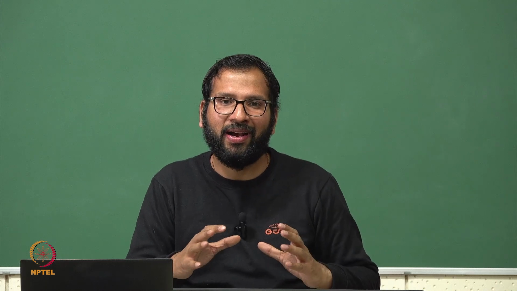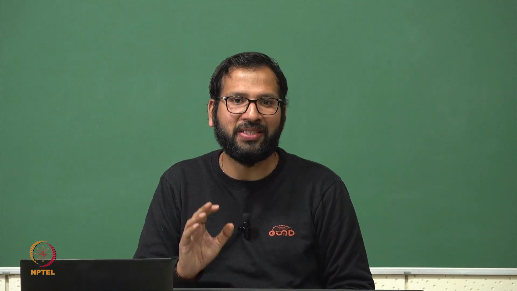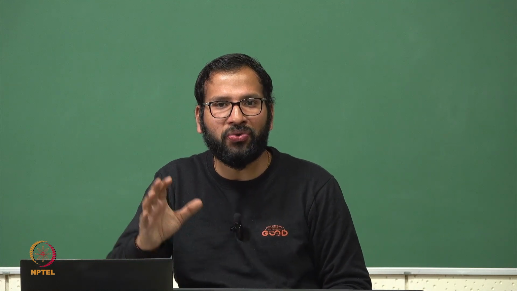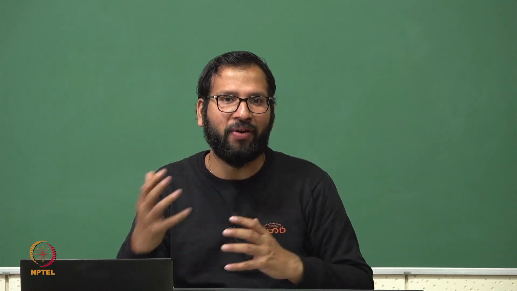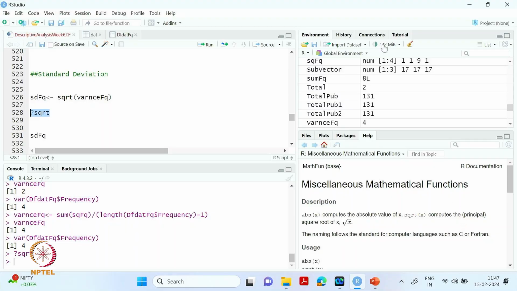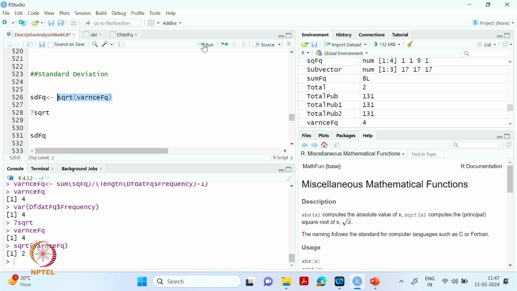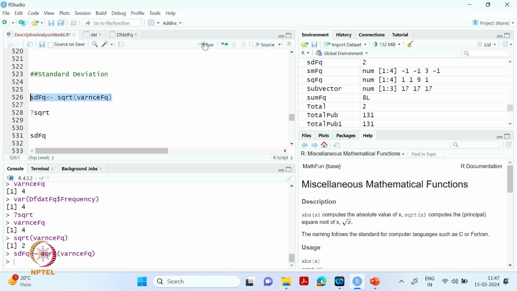As a beginner, I highly recommend that whenever you are calling any function, you use the question mark symbol. This will take you to the help and give you examples of how exactly to call that function. We have already calculated this variance FQ. It was 4, and now if I calculate the square root, it's 2, and the standard deviation will be assigned to this. So our standard deviation is 2.